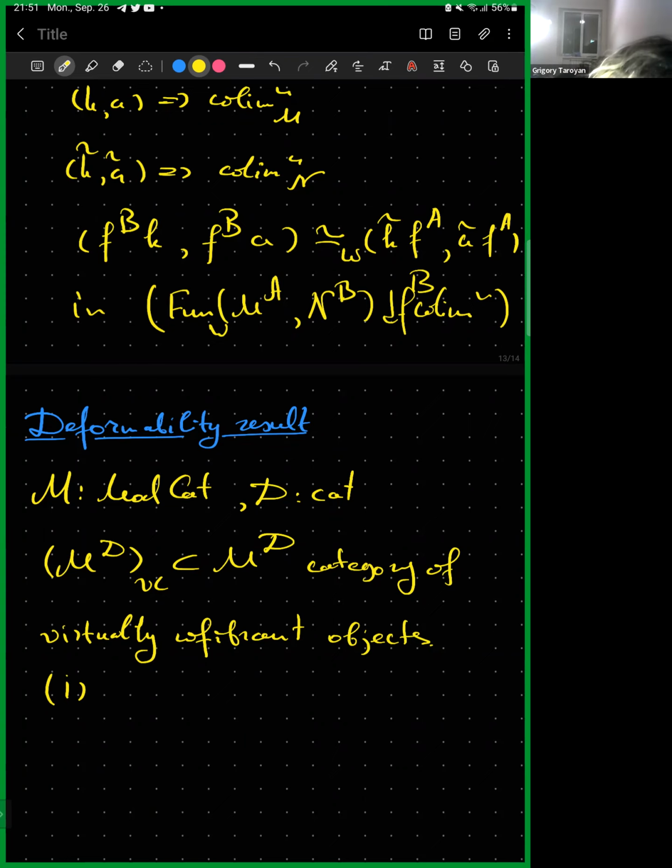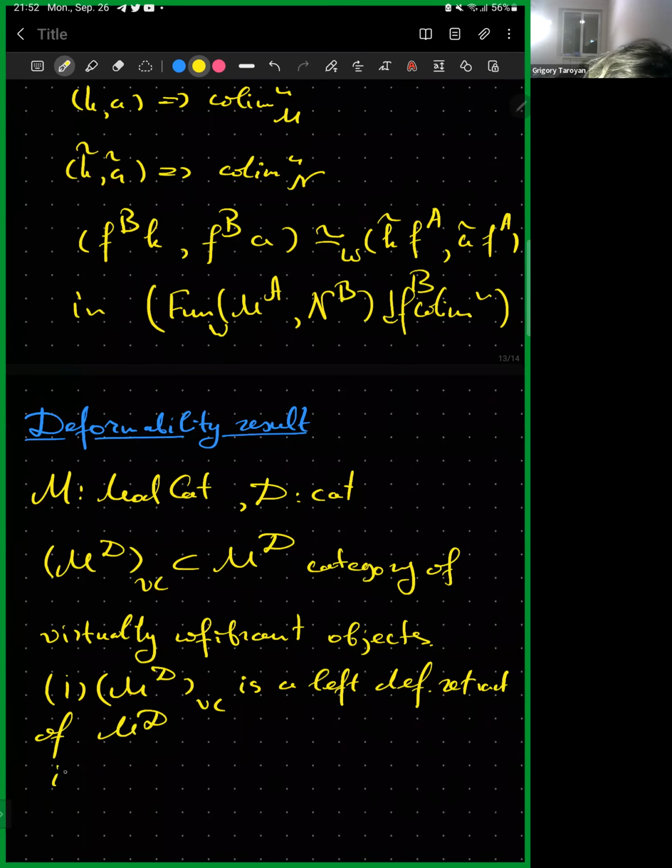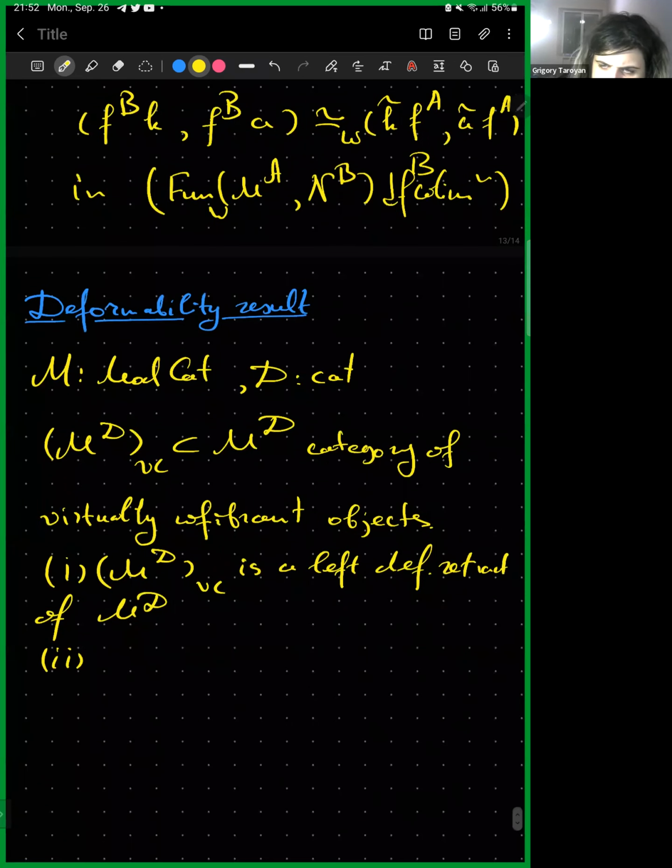So the subcategory of virtually cofibrant objects is a left deformational retract of the category of all diagrams. This is the first useful property.